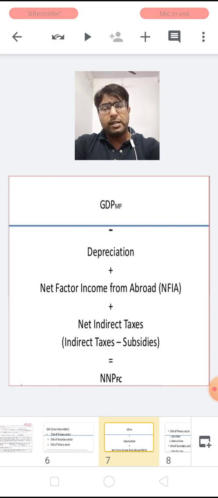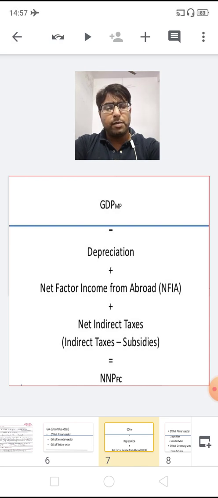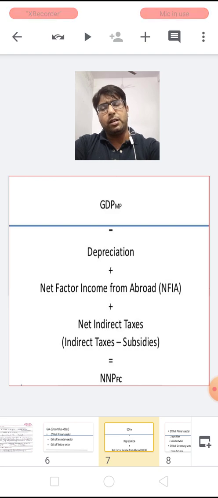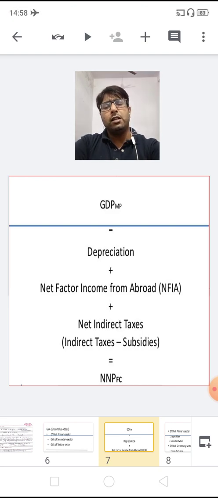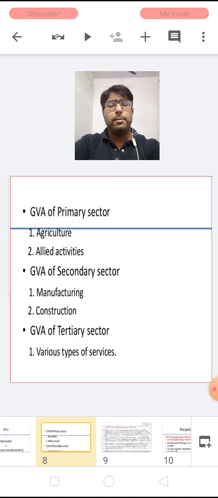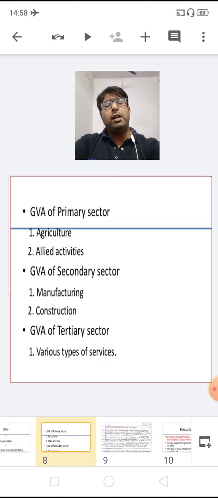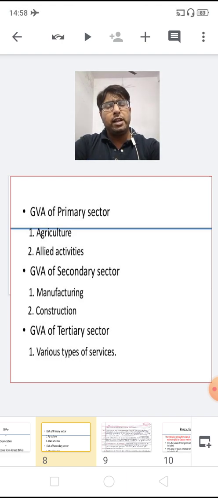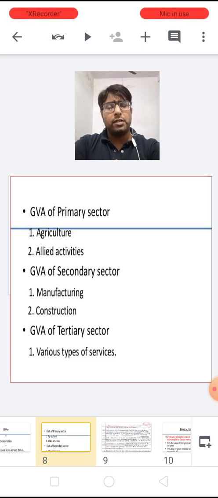Net indirect taxes means indirect tax minus subsidies, which is always equal to NNP-FC. This is the certain procedure you have to follow. Now when we are talking about the gross value added of the primary sector, we will include the value added by the agriculture sector or by the allied activities. This we are covering in the primary sector.